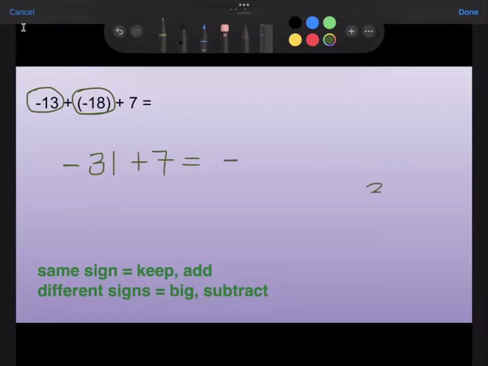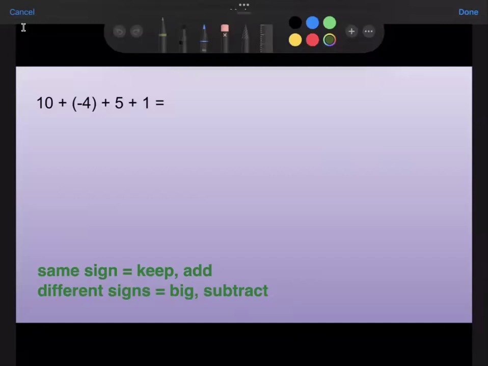And then I have to do 31 minus 7 to figure out the difference. Since I can't take 7 away from 1, I'm going to regroup this, make it a 2, and make this 11, which would give me 4 here and 2 here. So the answer to this long expression would be -24.